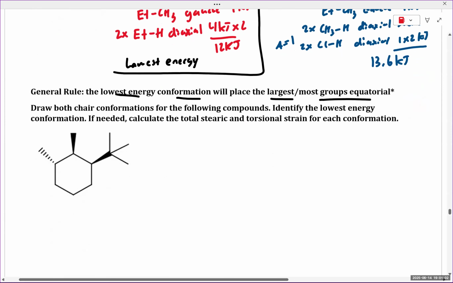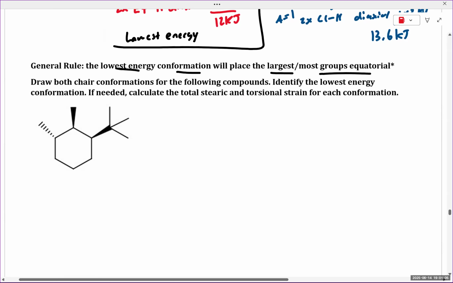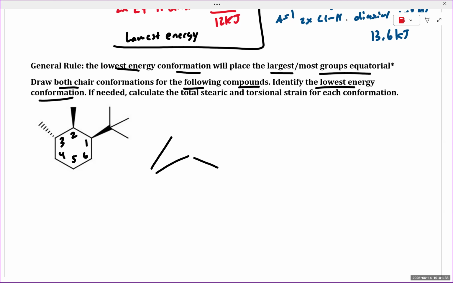So then, let's try to apply what we've learned now, and I'd like you to draw both chair conformations for the following compounds, and I'd like you to identify the lowest energy conformation. This time, you only have to do a calculation if you feel it's needed to justify your assignment. So, pause the video, take a few moments to work on this example, and then we'll discuss. Okay, so first and foremost, I'm going to number my carbons. I'm going to draw out a chair.